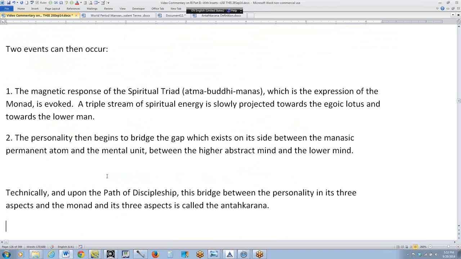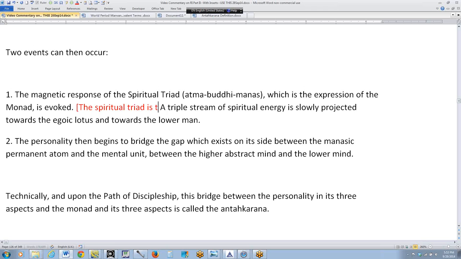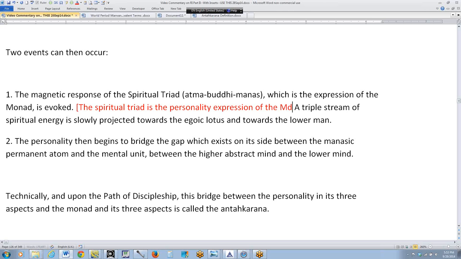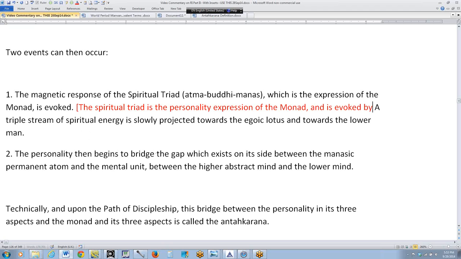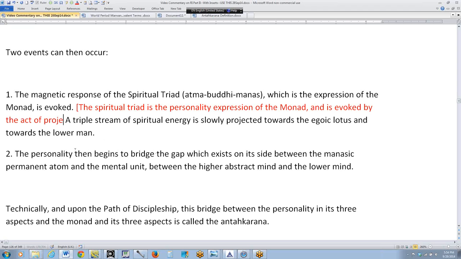Two events can then occur. The magnetic response of the spiritual triad, atma-buddhi-manas, which is the expression of the monad, is evoked. For what reason, based on what type of superplanar physics, we don't yet know. But let's just say the spiritual triad is the personality expression of the monad, and is evoked by the act of projection.